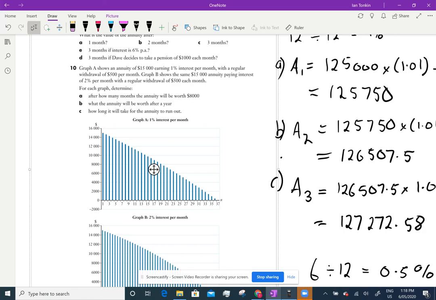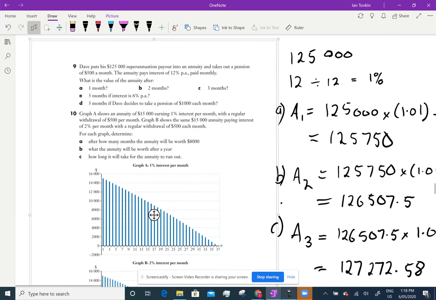And then 3 months if Dave decides to take a pension of $1,000. Well, I don't know what interest rate, but you can have a go at that. All right, good luck with those.